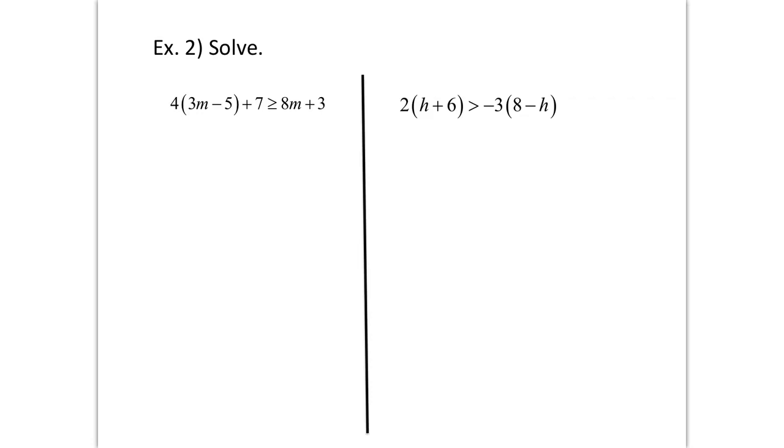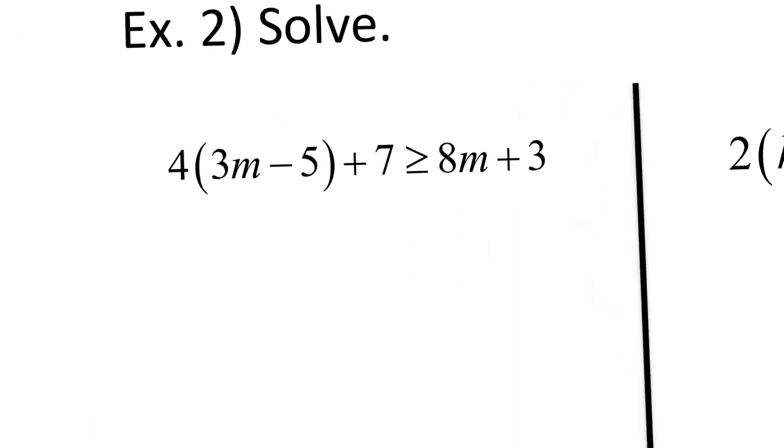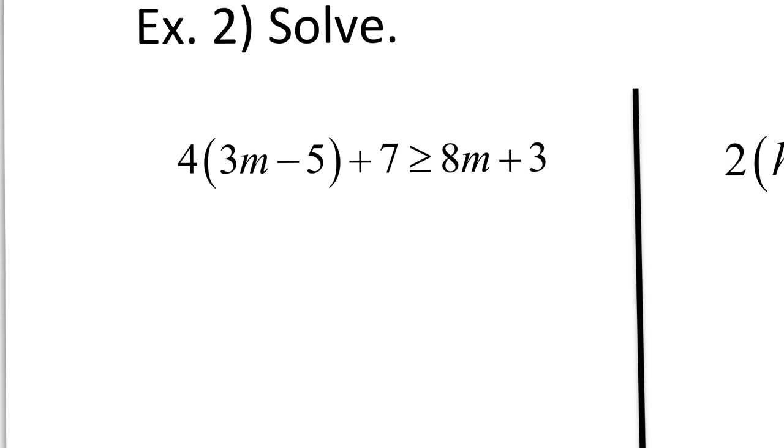So let's go ahead and look at the first one here. I notice that I do have parentheses, and outside I have a 4. So I am multiplying 4 times the quantity of 3m minus 5. And I do have the plus 7 outside of the parentheses is greater than or equal to m plus 8m plus 3. So I'm going to put the line under the inequality here.